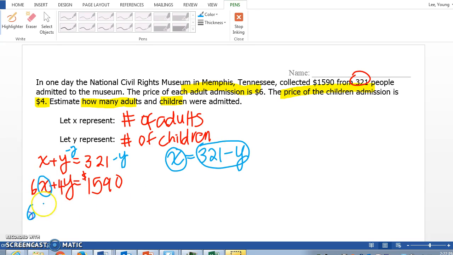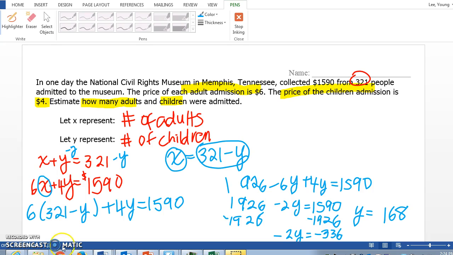So 321 minus Y plus 4Y equals 1590. Then do we all know how to distribute and combine like terms? Go ahead and do that. Please pause the video. Figure it out. So once you do the operation, you're going to end up with Y equals 168. That's going to be my answer for Y.